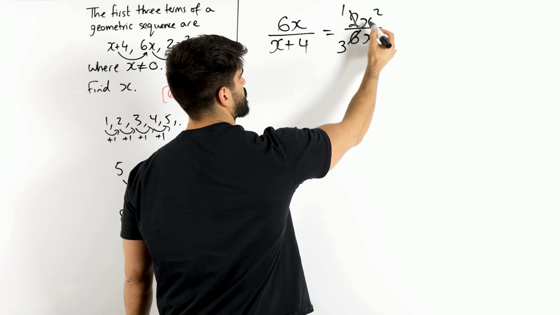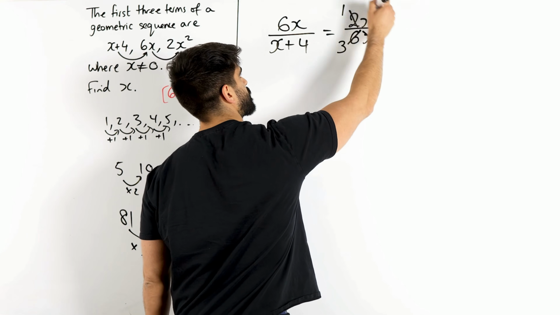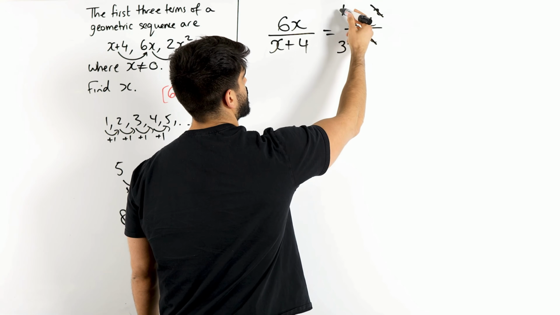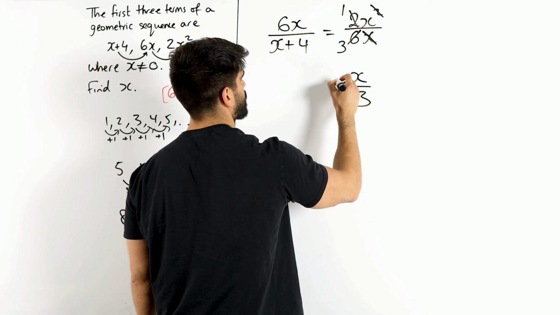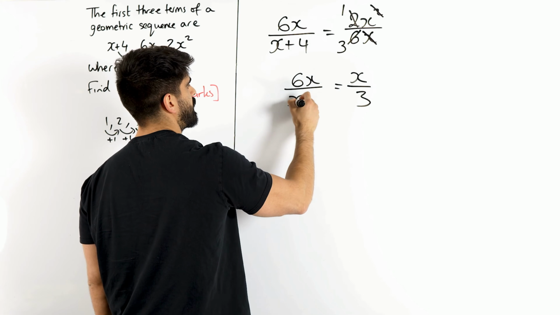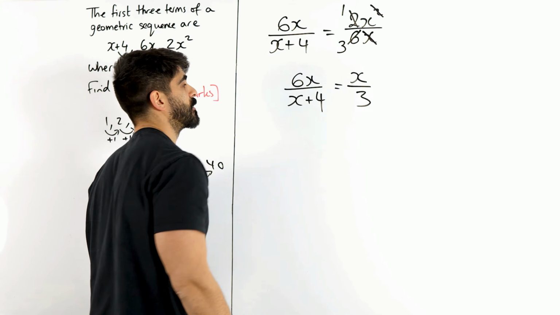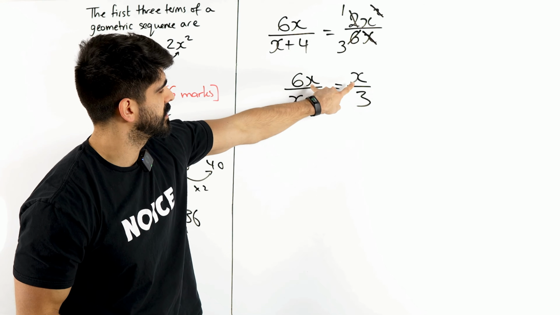And I also know x goes into x squared x times. So x cancels the squared. So we're left with x on the top and 3 in the denominator equals 6x over x plus 4. Now, some students won't see this, but if you want to, you can actually cancel out an x here.